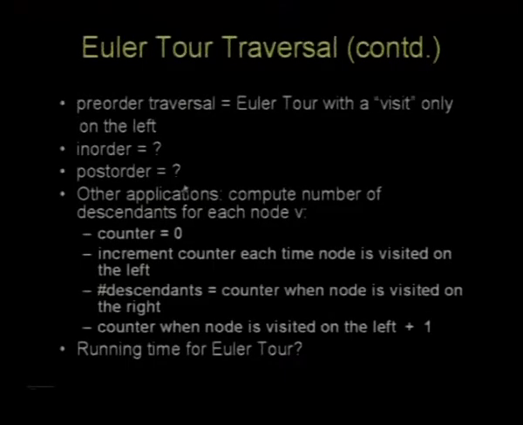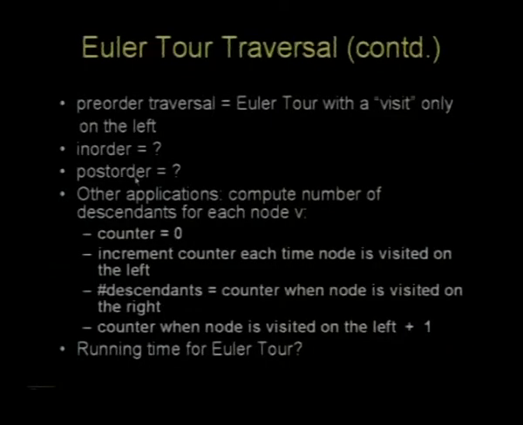So this Euler tour traversal is a generic traversal where we visit the node 3 times. For pre-order traversal, we do only one type of visit, that is the Euler tour with the visit only on the left. For in-order, we visit it when we are coming from below, and for post-order we visit it when we are walking on the right.